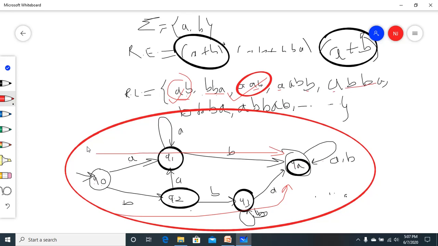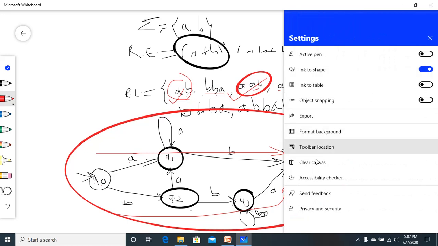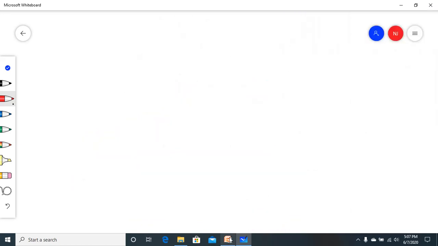So according to that transition diagram, you have to try to construct a transition table here. It is the easy part. I hope you understood how we design the finite automaton that recognizes strings containing either AB or BB. Okay, so this is our second example of our first question.